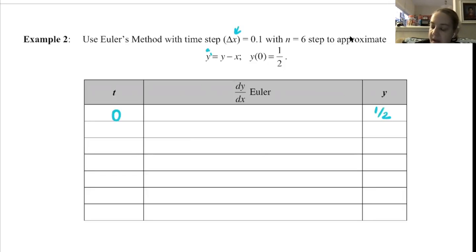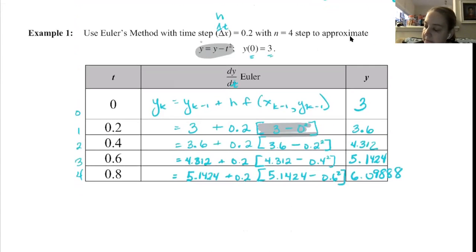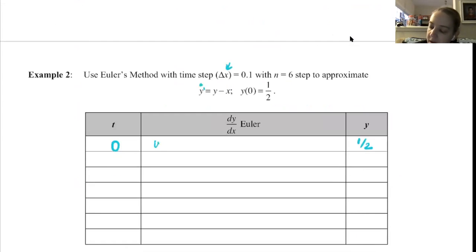Remember, my formula is, I just want to make sure I use the same letters as last time: y sub k equals y sub k minus 1 plus h f of x sub k minus 1, y sub k minus 1. All right. Let's use a different color highlighter. This function is really going back to whatever you were given in the problem. So we are taking a step of 0.1. Little steps are good.